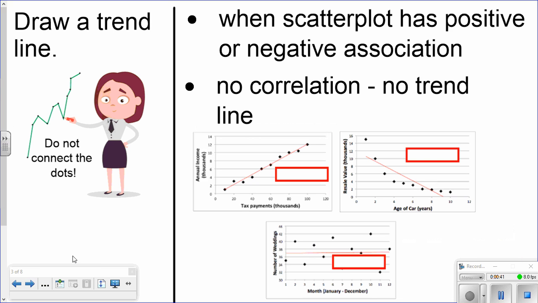When we're drawing a trend line, it tells us whether the scatter plot has a positive or negative association, or if there's no correlation at all. When you're making a trend line from a scatter plot, you never want to connect the dots. You want to make a straight line. When you make this straight line here, we can see that this has a positive trend. Over here, we can see that this straight line has a negative trend. And in this one, there's no trend. We can't make a line in either direction.